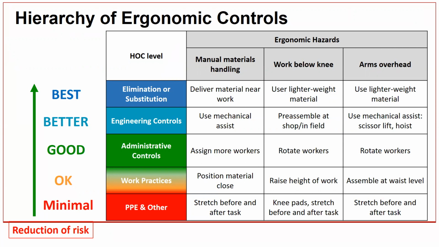If we look at the ergonomic hazard of manual materials handling, an ergonomic control would be to use a mechanical assist. An administrative or scheduling control would be to assign more workers to the task. A work practice control would be to position the material as close as possible to where it will be installed. And an other control would be to stretch before and after the task. Remember to implement ergonomic controls over all other methods if possible at all times.